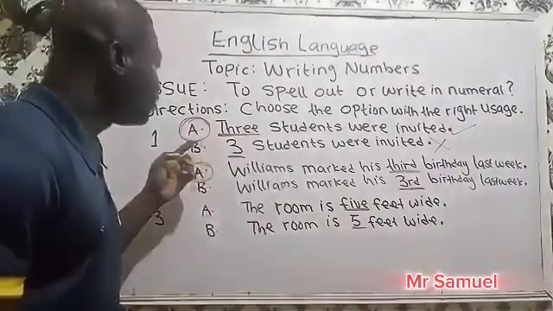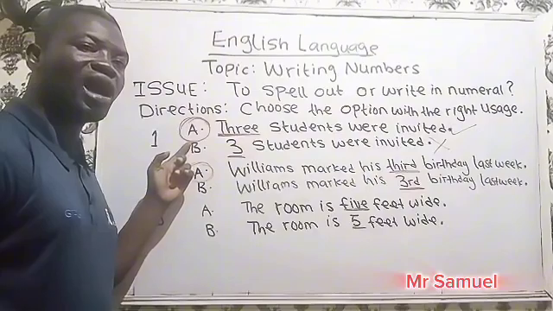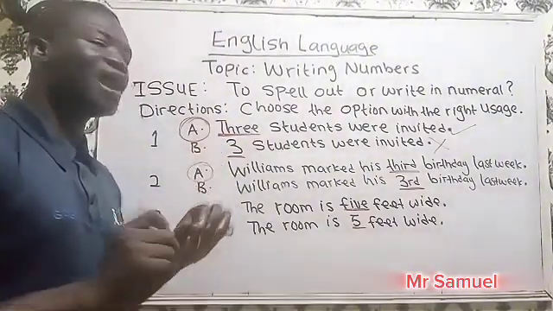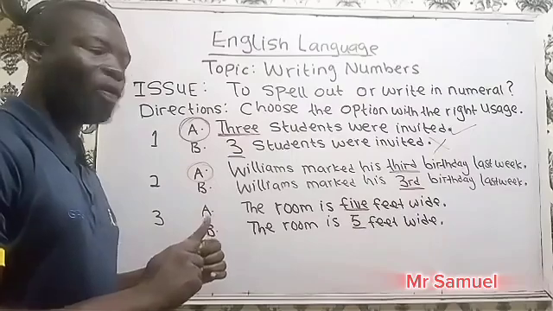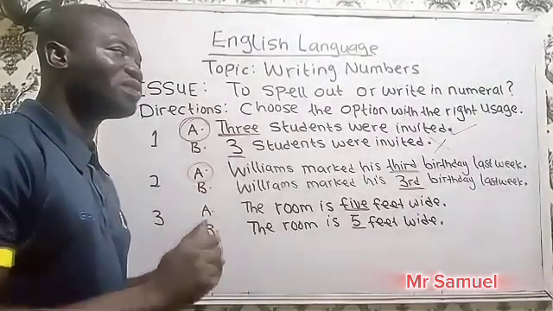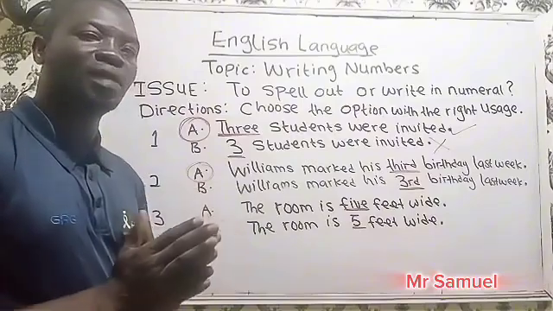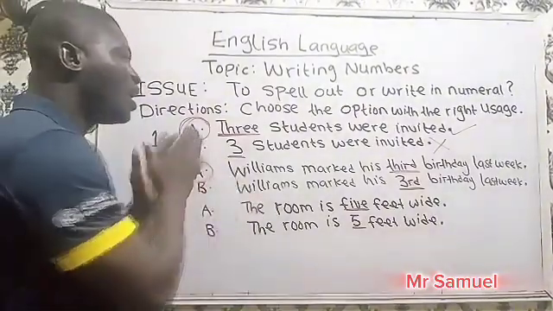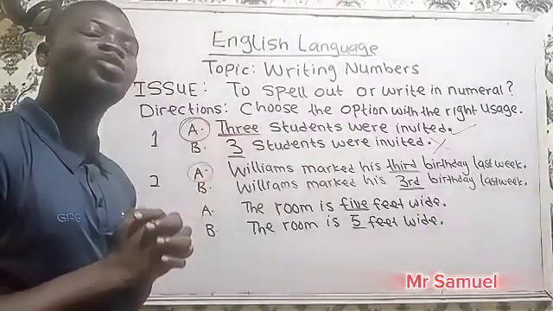However, if you chose B, you'll be wrong, because standard English does not permit us to start a sentence with a numeral. If you want to start a sentence and you've got to use a number, you will have to spell it out. So that's what we've done here, and that is the reason why A is right.